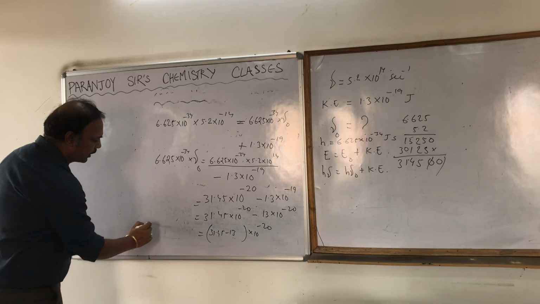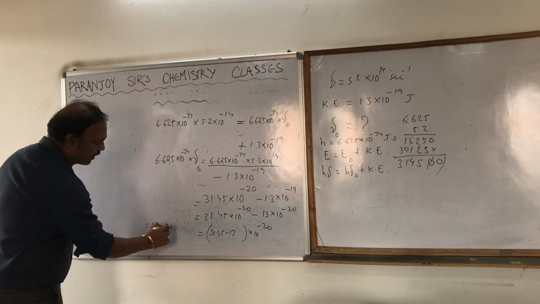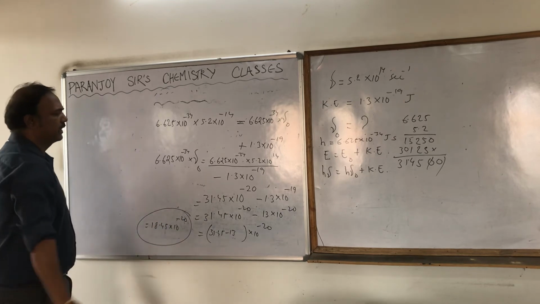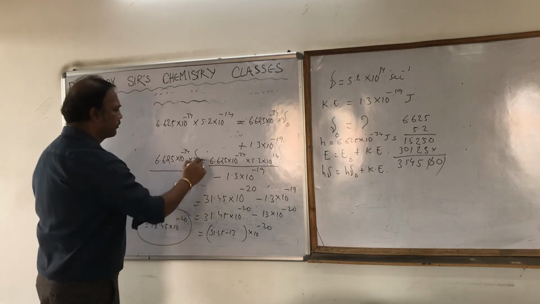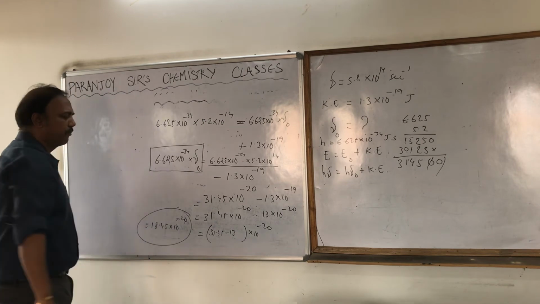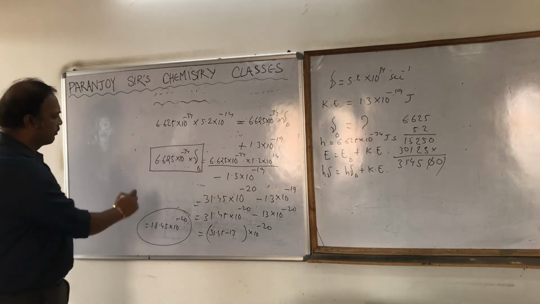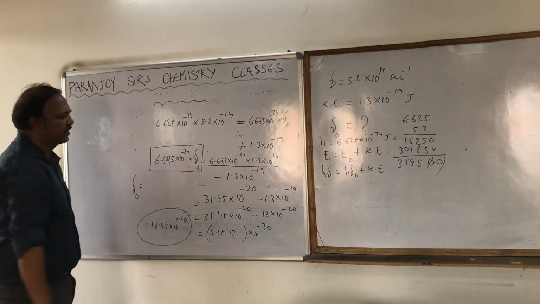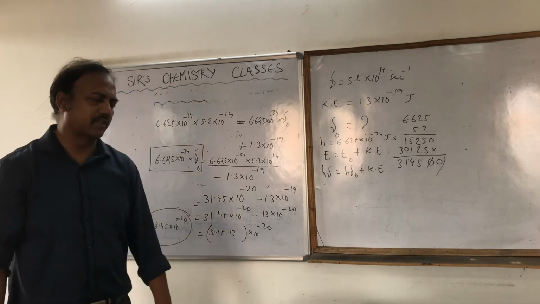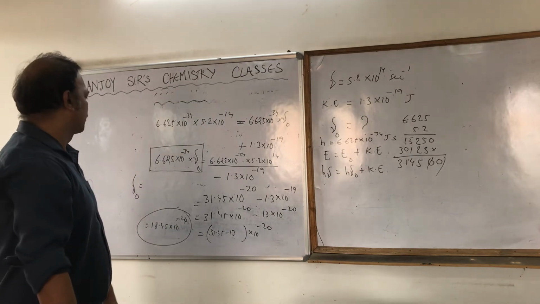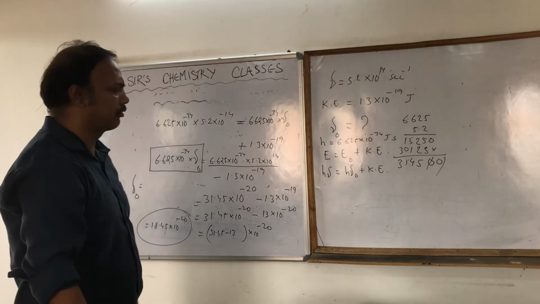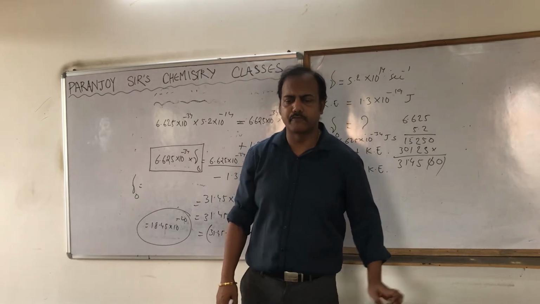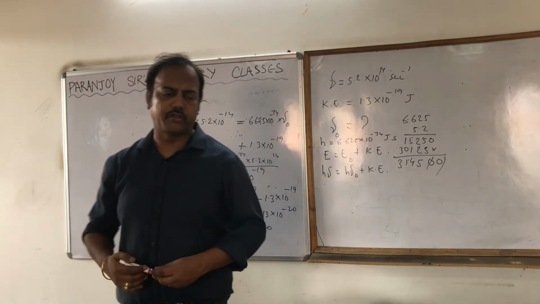Coming as 18.45 into 10 to the power minus 20. That is 6.625 into 10 to the power minus 34 into nu 0. So what will be the value of nu 0? Nu 0 is equal to this divided by 6.625 into 10 to the power minus 34. That will be almost equal to 3 into 10 to the power 14, and that will be your threshold frequency.